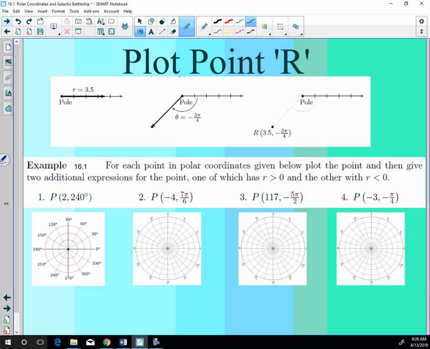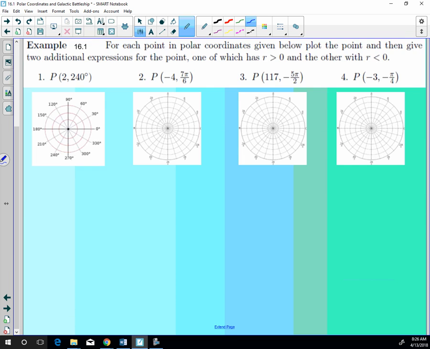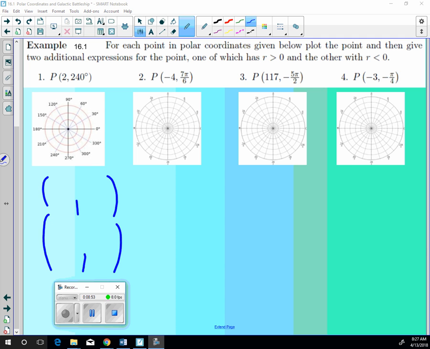Okay, so let's go to right here. Let's take these examples. For each point in the coordinates below, give 2 additional ways of describing the same point. Okay? And they're saying r greater than 0, r less than 0. We'll get to that, but we're just going to do a bunch of these. Okay? 2 to 40. All right? So see if you can find it, and see if you can come up with 2 different ways of writing that. Give it a try.